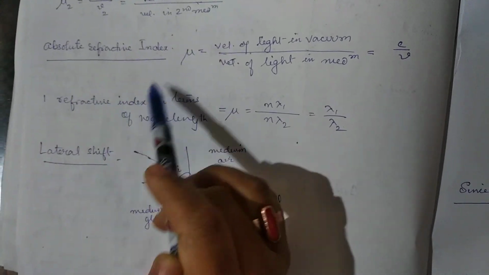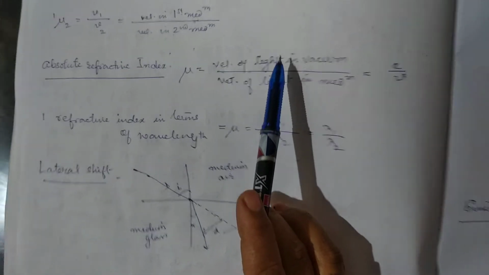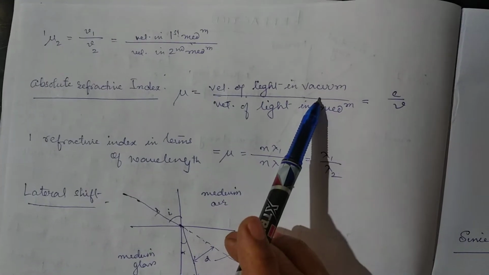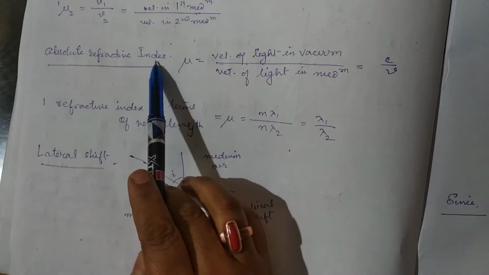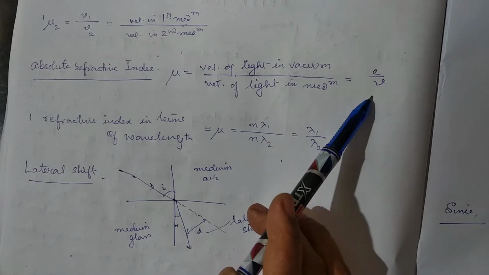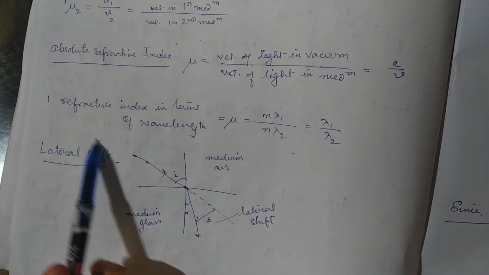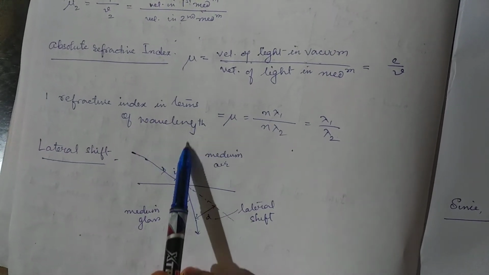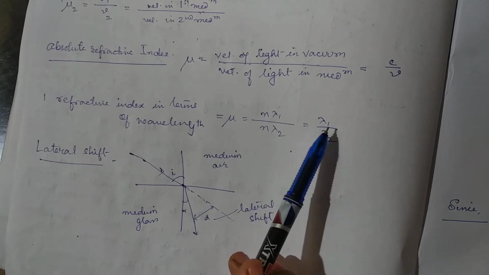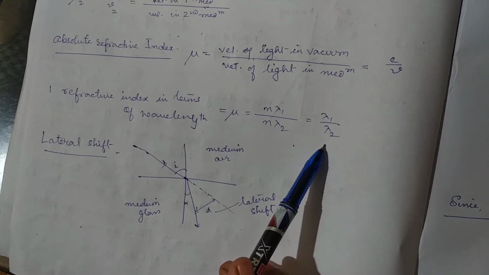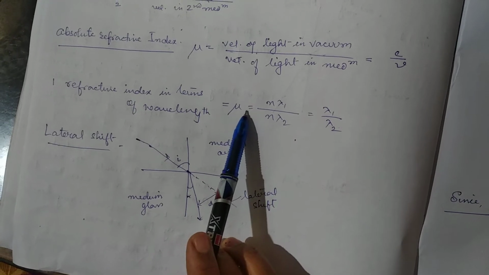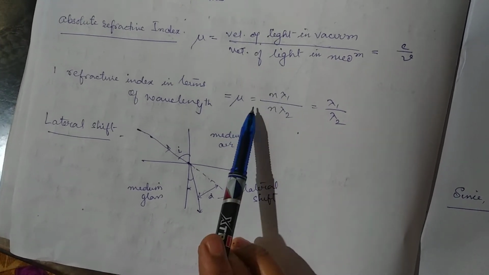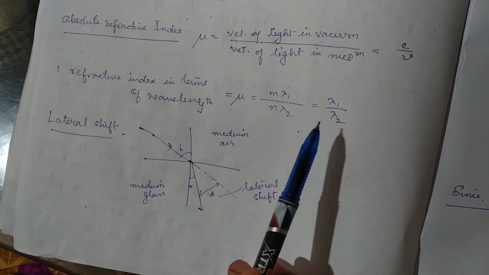Now what is absolute refractive index? If the first medium from where light is traveling is vacuum, then it is called absolute refractive index, that is c by v. In terms of wavelength, we define refractive index as the wavelength in the first medium to the wavelength in the second medium, because you know v is equal to n lambda, n being the frequency of the light.